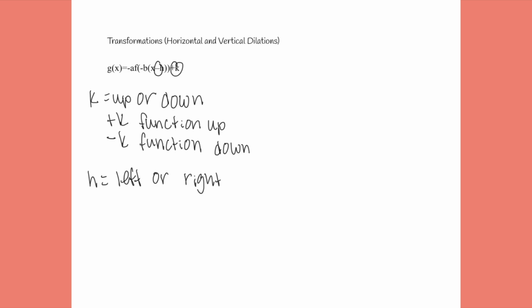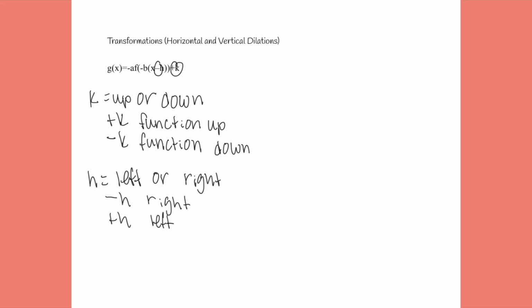Now the difficult part about h is that it's the opposite of what you might think. So negative h actually moves the function to the right, even though it seems like it should be moving to the left because that's where the negative values are. So positive h is left. Again, if it's x minus 1, then that's 1 unit to the right, minus 2, 2 units to the right. If it's plus 1, it's 1 unit to the left, plus 2, 2 units to the left.